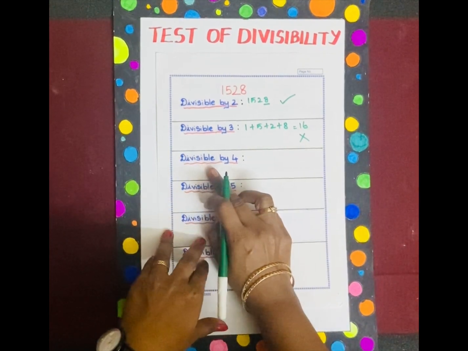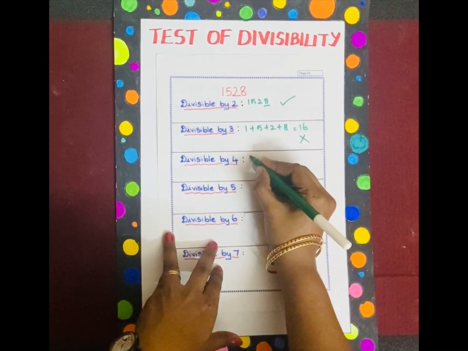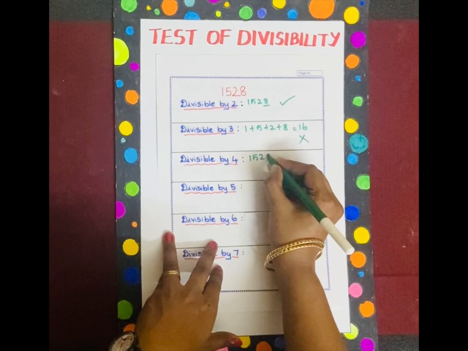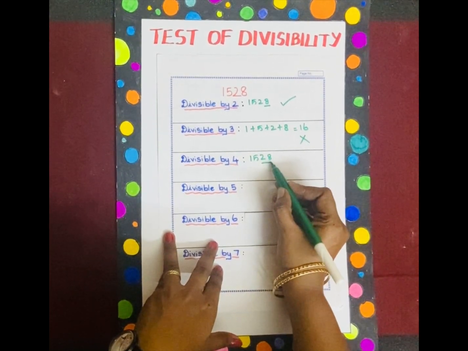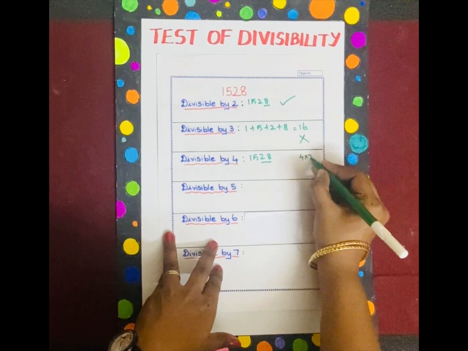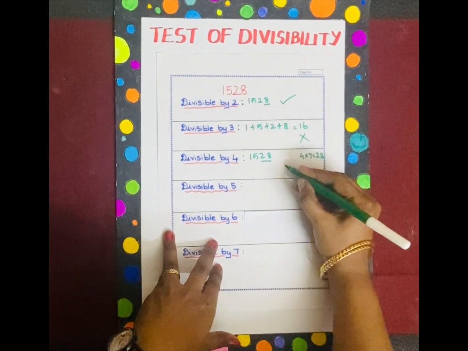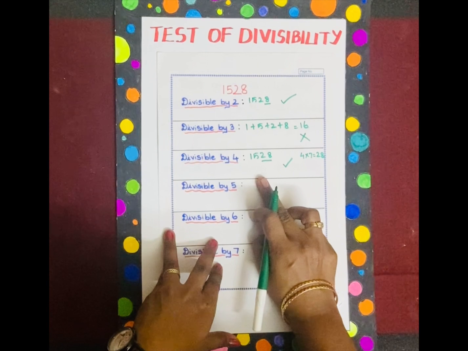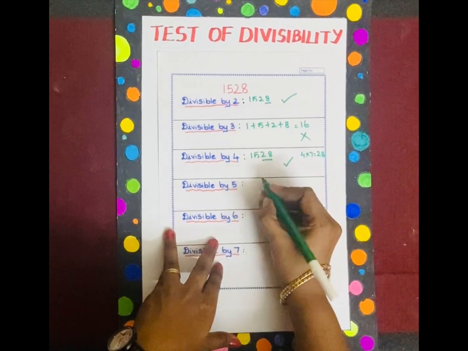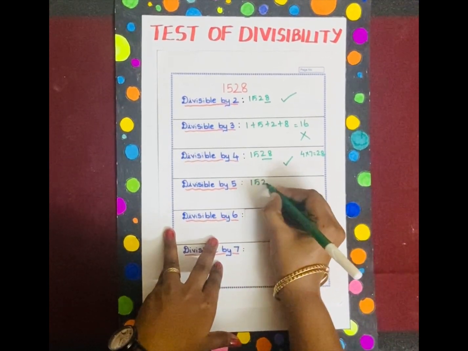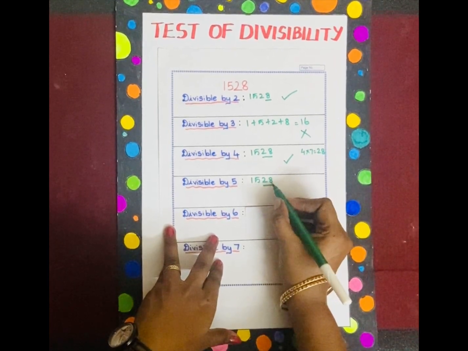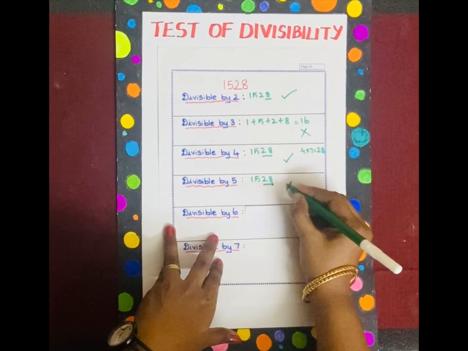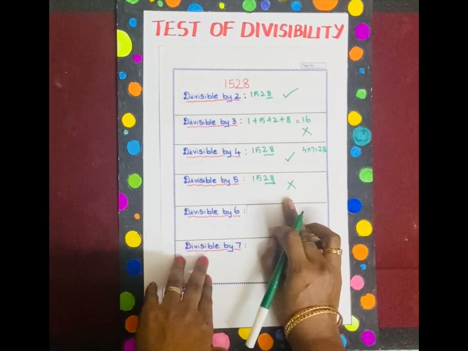Next, divisible by 4. What's the rule? 1528. First we have to check the last two digits, 28. 4 sevens are 28. So it is divisible by 4. Divisible by 5. 1528. The last digit should be 5 or 0. Here 8 is there. So it is not divisible by 5.